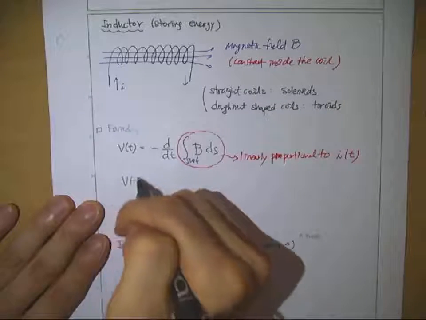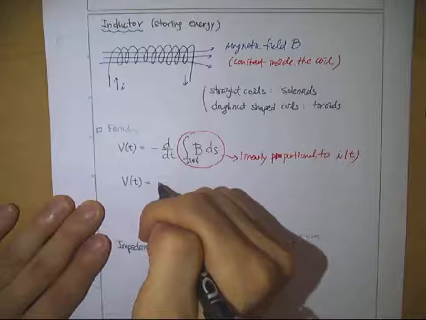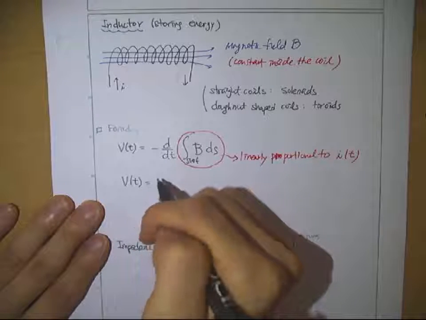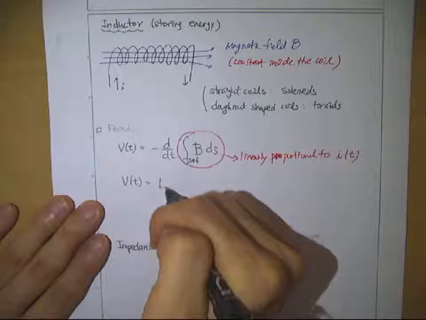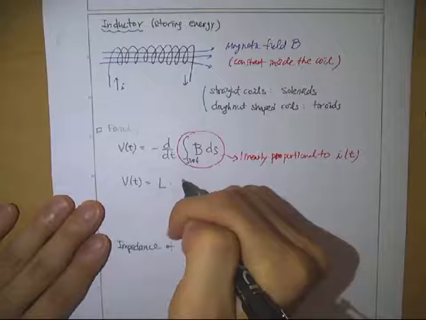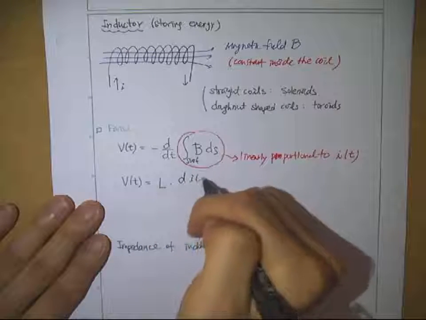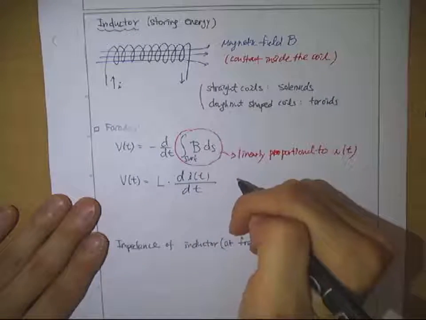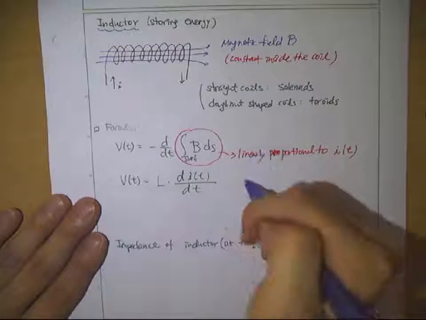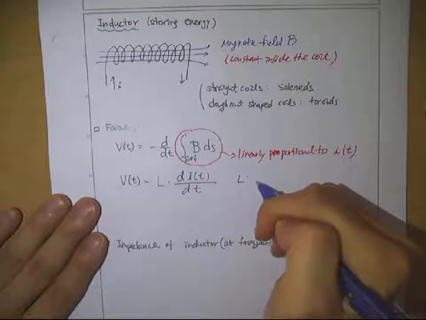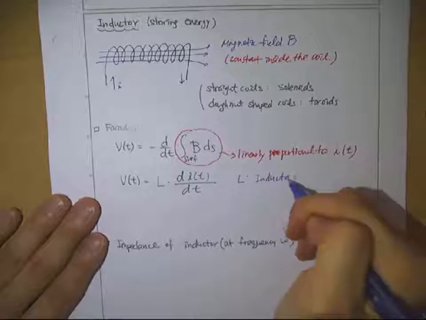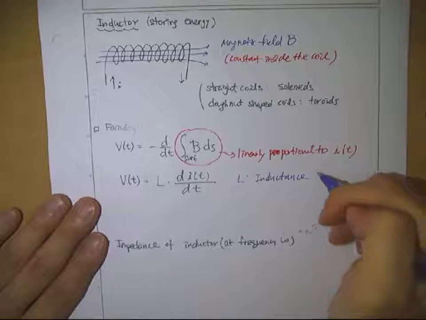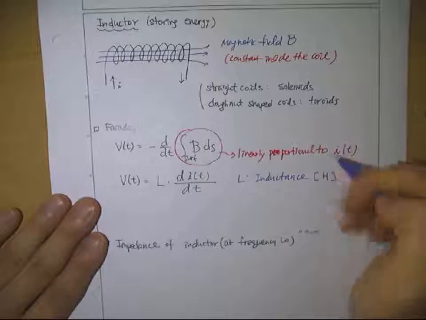The voltage is equal to inductance times dI(t) over dt. Here the L is inductance. The unit is H. It's called a Henry.